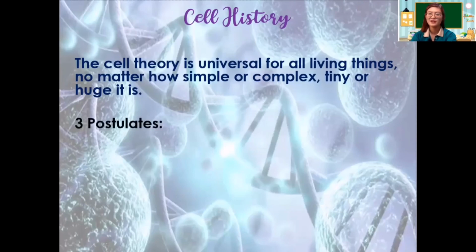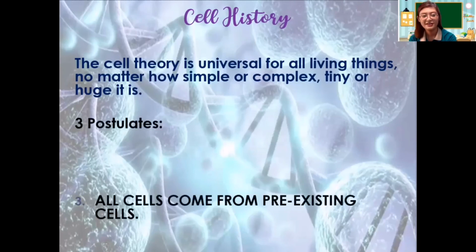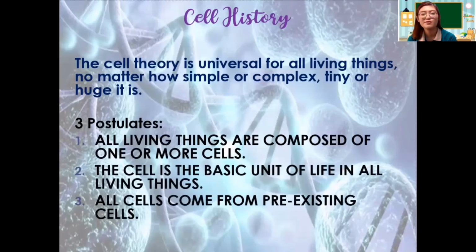The 3 postulates. Number 1, all living things are composed of 1 or more cells. Number 2, the cell is the basic unit of life in all living things. And number 3, all cells come from pre-existing cells. So these are the 3 cell theory postulates that you have to remember always.